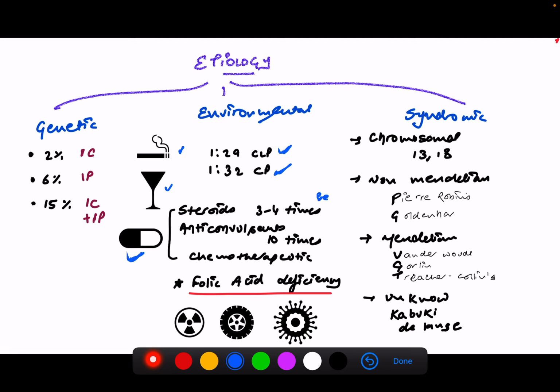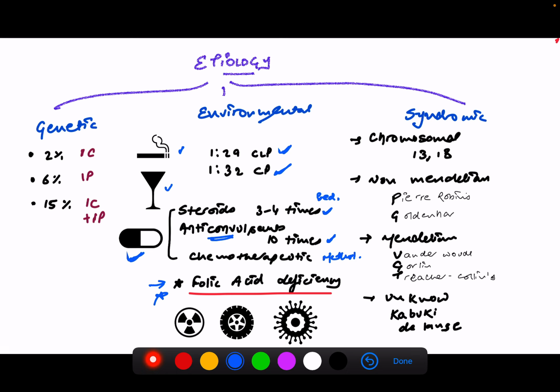The pregnant female is taking prednisolone. Even at the therapeutic dosage, it increases the chances of development of cleft by 3 to 4 times. Anticonvulsants like phenytoin, valproate increase the chances by 10 times, and chemotherapeutic agents like methotrexate. Next, folic acid deficiency is a star mark factor because this deficiency leads to cleft cases more commonly.